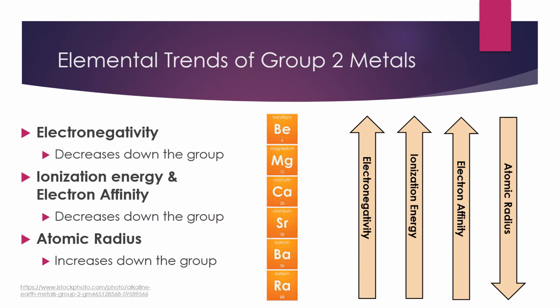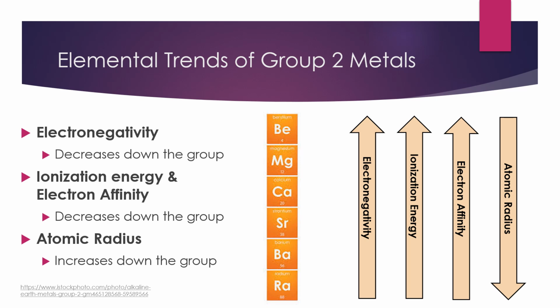To start off, I want to talk about some of the elemental trends of the Group 2 metals. You probably remember most of these from Gen Chem or other chem classes you've taken, but we have electronegativity, which is an atom's tendency to attract an electron. We have ionization energy, which is the energy required to strip an electron from an atom. Electron affinity, which is the energy released when a neutral atom accepts an electron, and then we have atomic radius, which is simply the size of the atom.